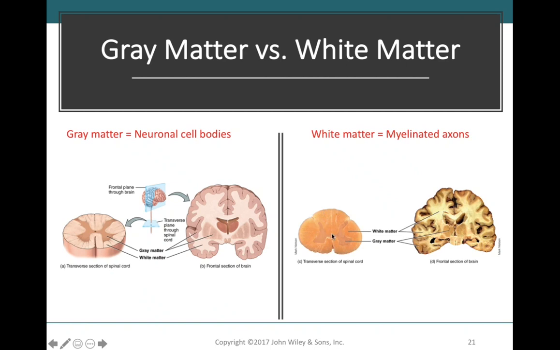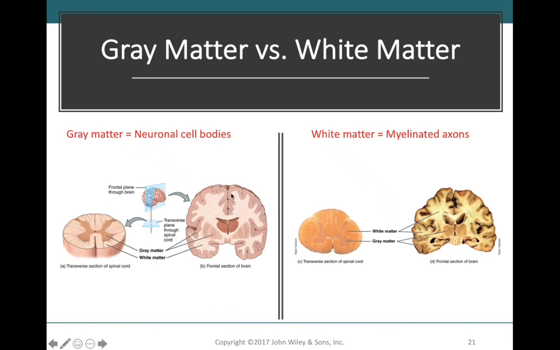So this is actually a distinction that I want you guys to be able to make: in the brain, the white matter is actually found on the inside, and the gray matter is found on the outside. And that's different with the spinal cord. With the spinal cord, the gray matter is found on the inside, and the white matter is found on the outside. So let's go over here to our animated picture and see what this looks like.